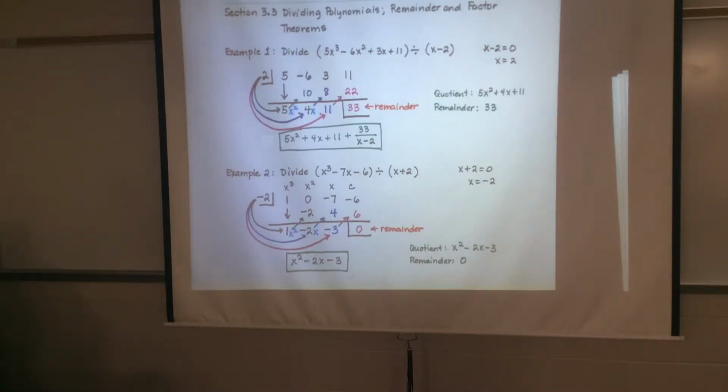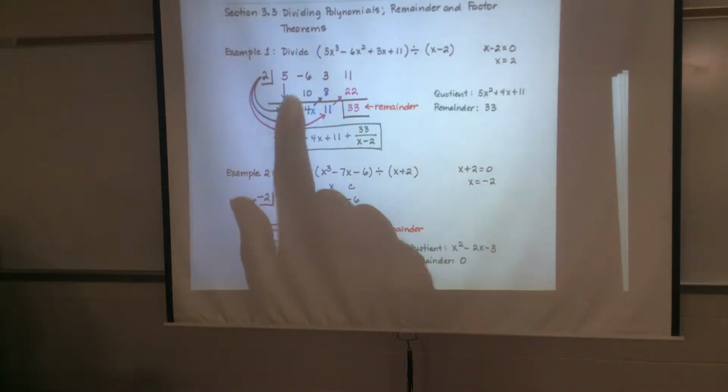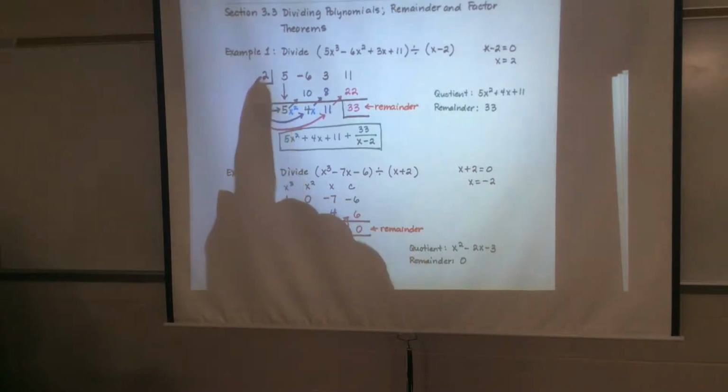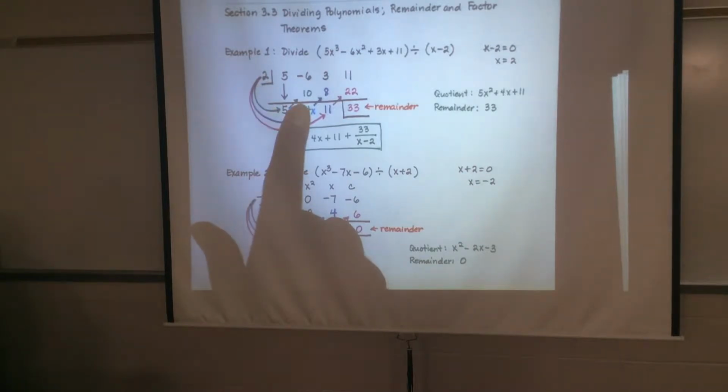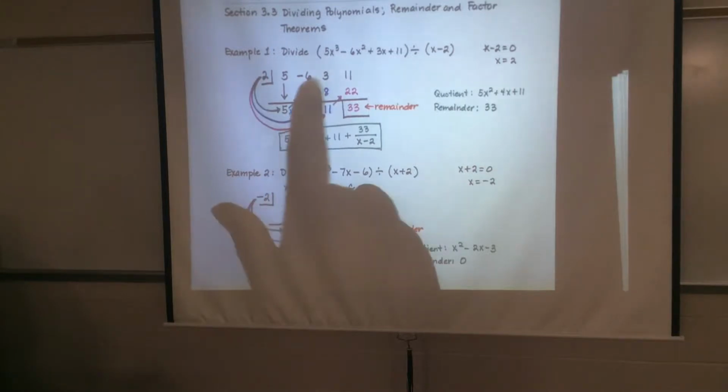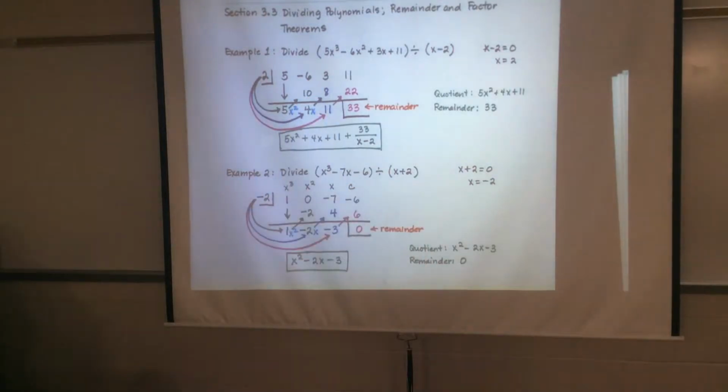In this case, we brought down the leading coefficient in the bottom row, which is going to be the 5. And then I took my divisor, multiplied it by the number in that bottom row. So here 2 times 5 gave me 10. So the 10 went underneath the negative 6. And if I add negative 6 and 10 together, you're going to get 4. And then I repeat this until all of the columns are filled. That's a series of multiplications and additions.